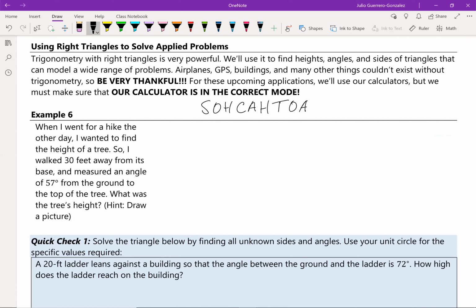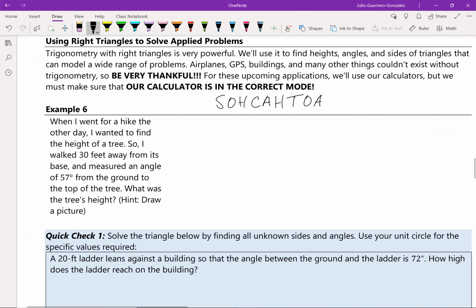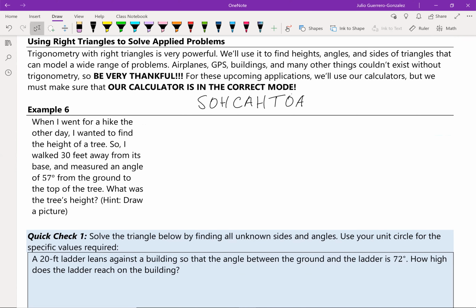So I walked 30 feet away from the base of a tree and measured the angle of 57 degrees from the ground to the top of the tree. And I want to find the height of the tree. So the best way to go ahead and do these is to draw a picture. So here's my tree.